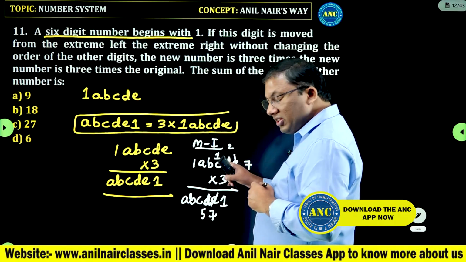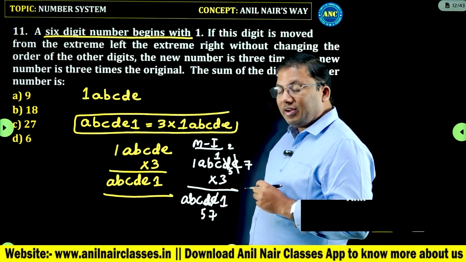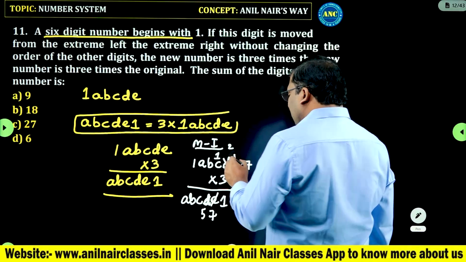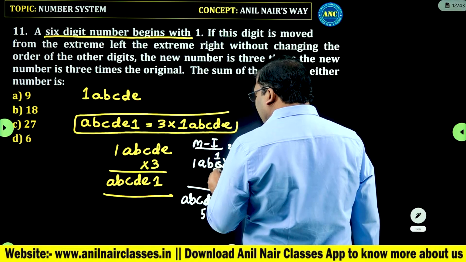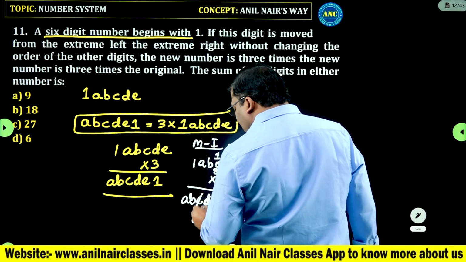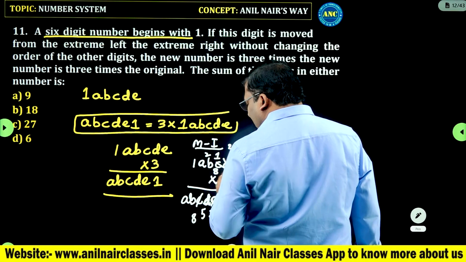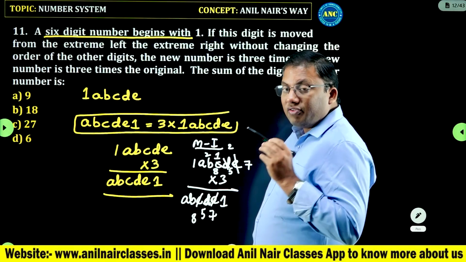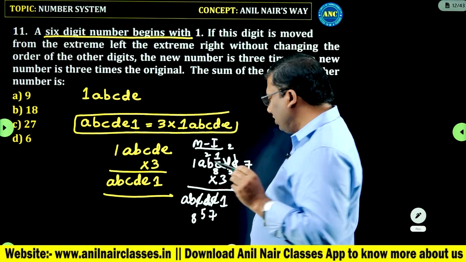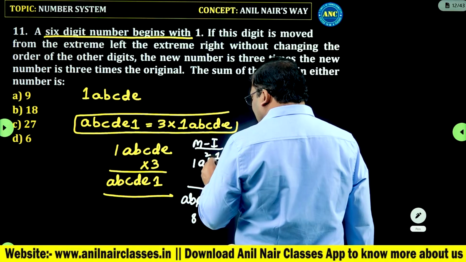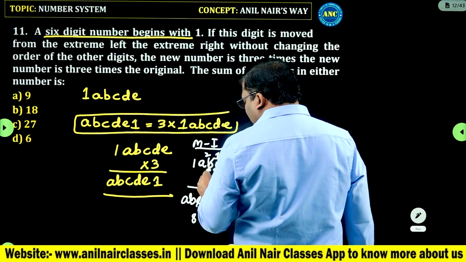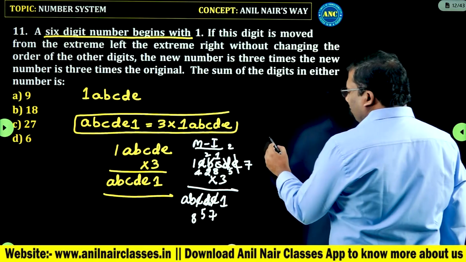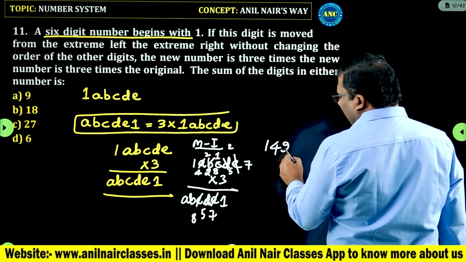3 multiplied by C plus 1 should give you 5 at the end. 3 eights are 24 plus 1, 25. That means C will be 8. Then 3 multiplied by B plus 2 should give 8. 3 twos are 6, 6 plus 2, 8. I hope the idea is very clear. Here, if you solve it, you will get 4. That means the entire value is 142857.